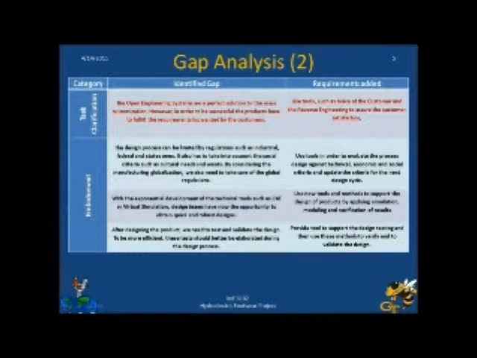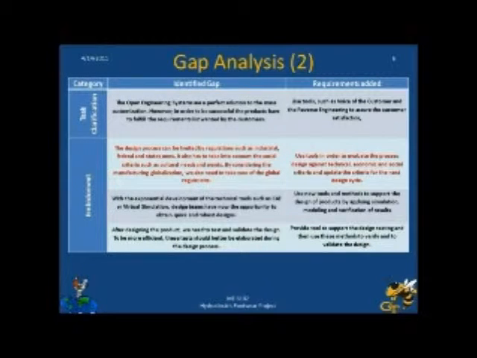We can now consider a task clarification gap. Indeed, open engineering systems are a perfect solution for mass customization. However, in order to be successful, the product has to fulfill the requirements list wanted by the customers. That is why we need to use tools such as voice of the customer and reverse engineering to assure the customer's satisfaction. At last, we can consider three embodiment gaps.